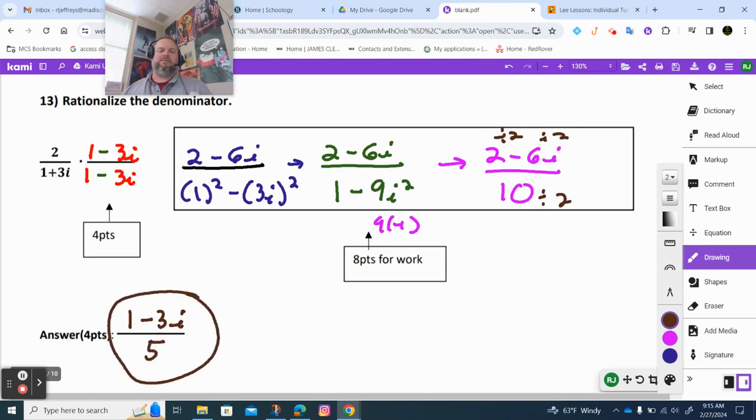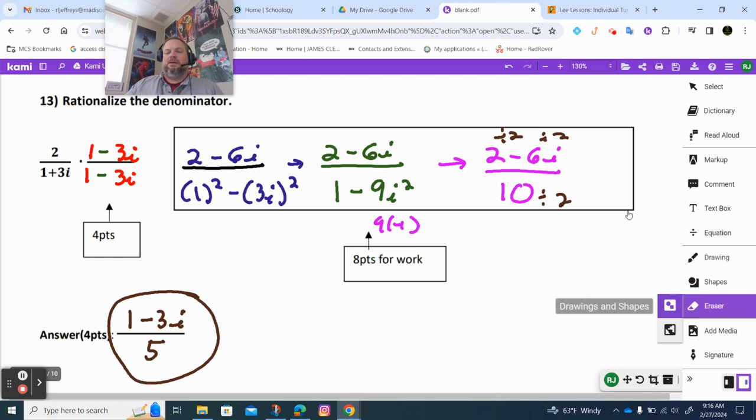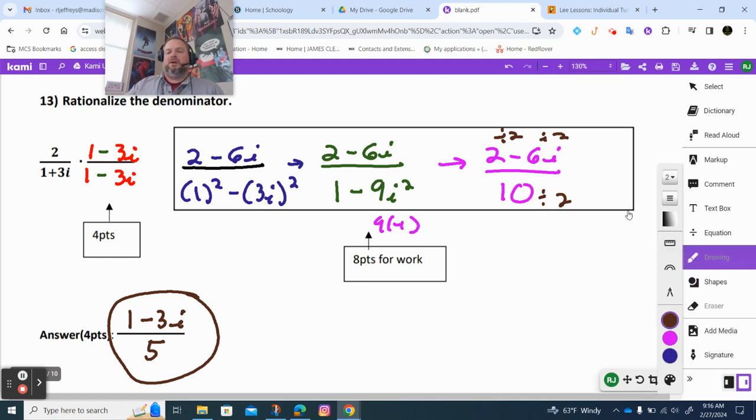How did I get 10? Because it's like 1 minus negative 9, which is plus. So that's how you got 10.